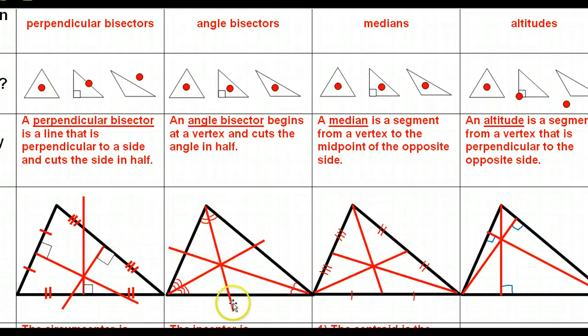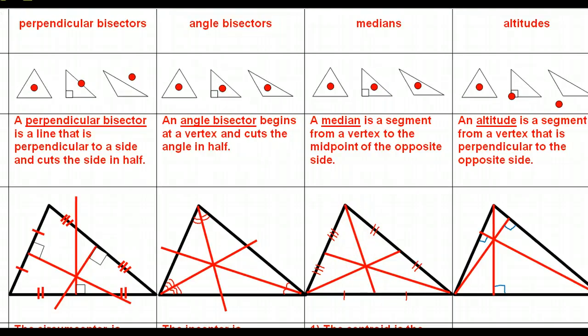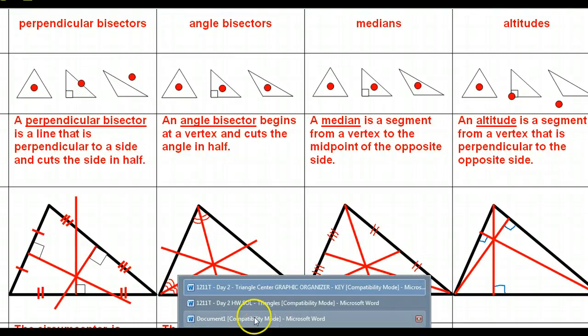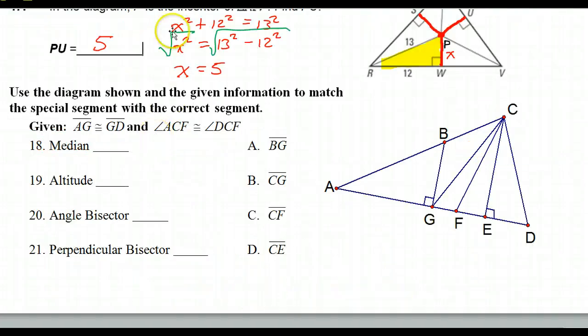All right, there's our angle bisector splitting an angle in half. Here's a perpendicular bisector. See how it's perpendicular and it's cutting the side in half. Median, see how it starts from a vertex and then it goes to a midpoint. These are all medians. And then altitude, remember, starts at a vertex and then it's perpendicular to the opposite side. Okay, you have to know all of those things. So this is a little mini quiz on that.